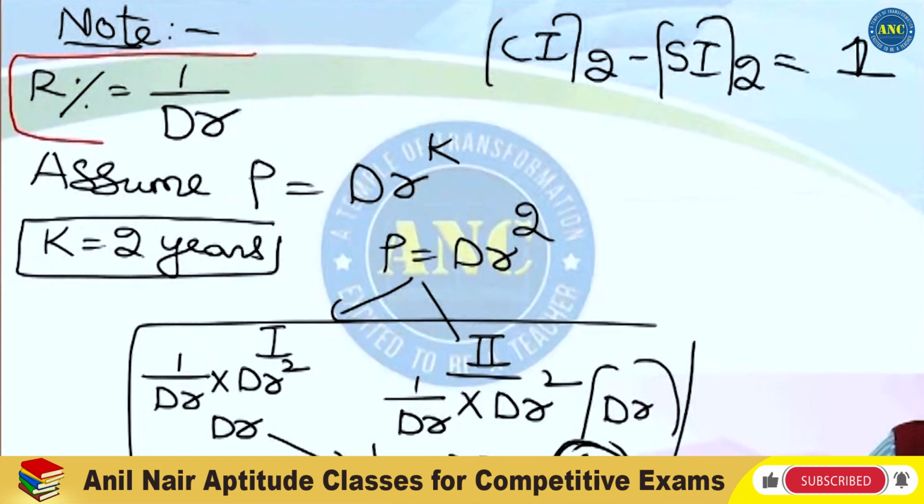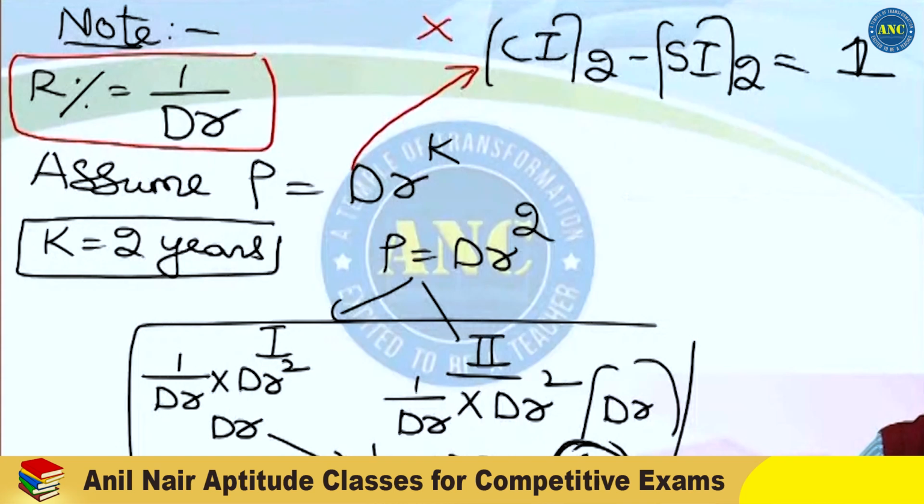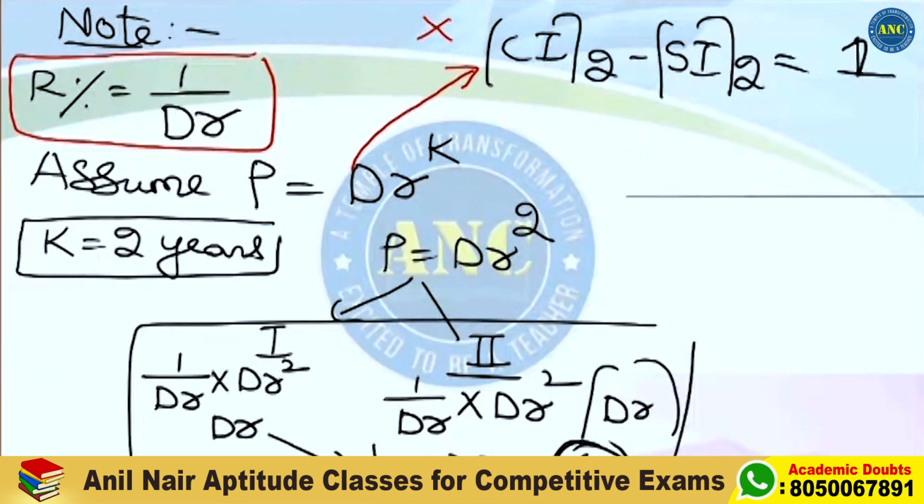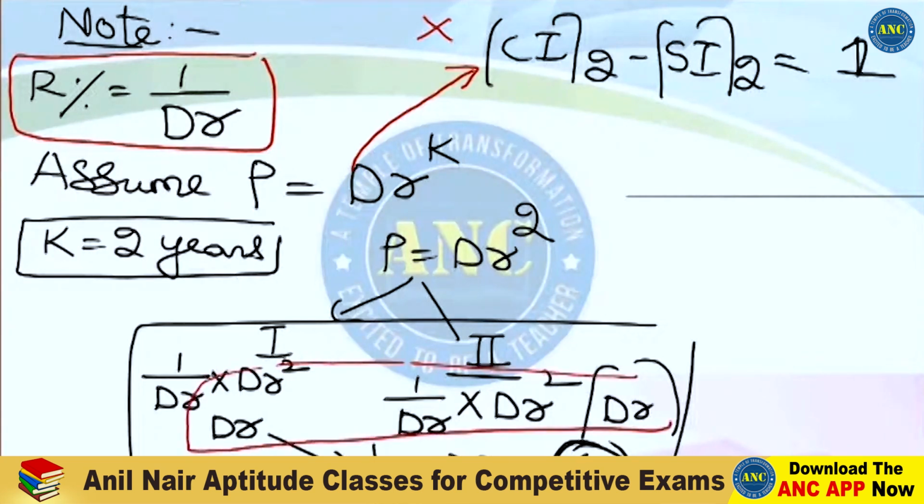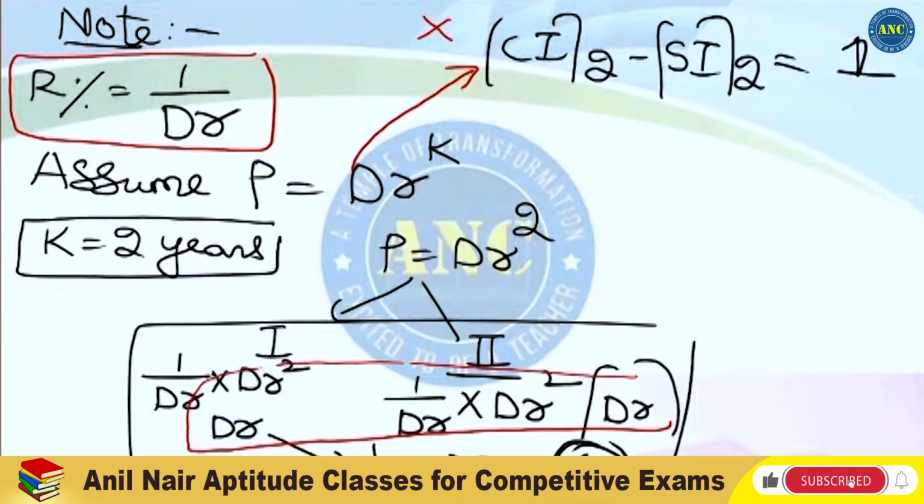If R percentage is 1 by denominator, and the principal is denominator power k, then CI for 2 years minus SI for 2 years is nothing but 1. Please write down this point. Why is it 1? SI for 2 years is 2 D R, and CI is 2 D R plus 1. On subtraction, I will get 1.